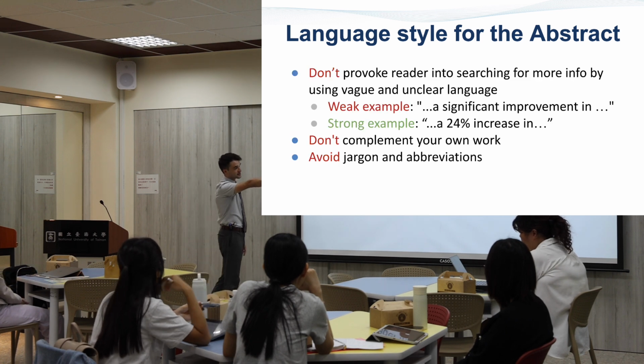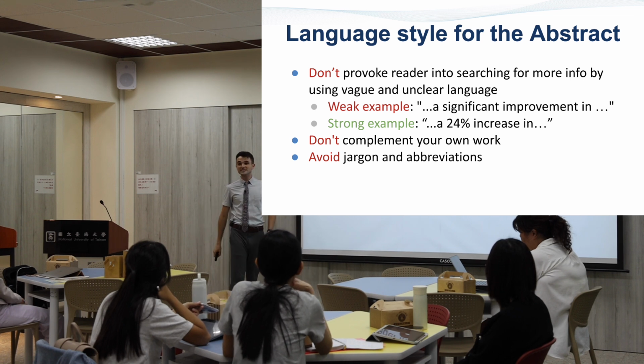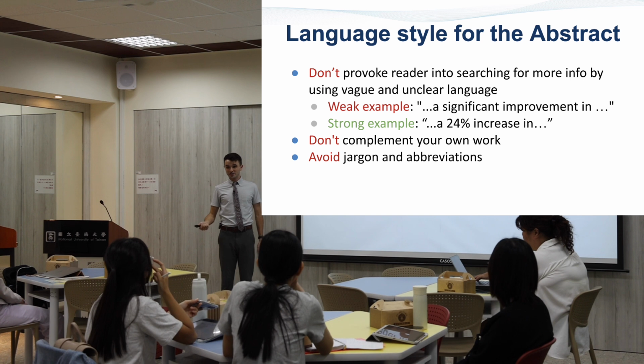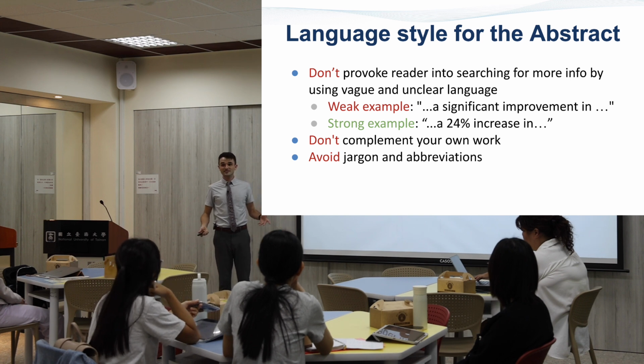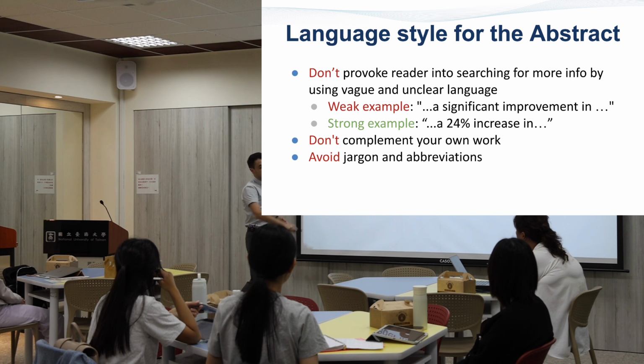Don't provoke the reader into searching for more information by using vague and unclear language. Weak example, a significant improvement in. What does that mean? What is a significant improvement? 5% improvement? 30%? Nobody knows. That's horrible. It's really weak. So we would say a 24% increase in.